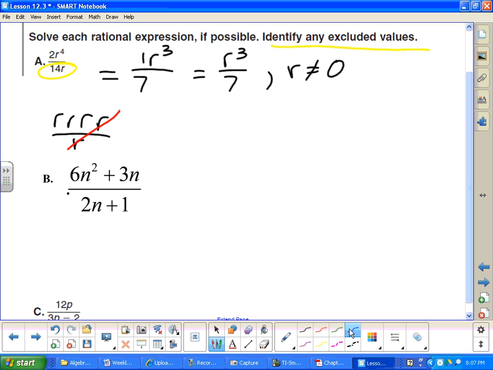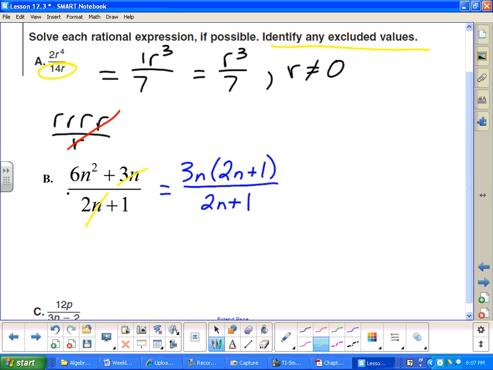And they both have 3n. So we're going to pull out 3n. And that leaves us with 2n plus 1 over 2n plus 1. Now, some of you might want to go back to this original and just say, oh, well, I can factor that n and that n out there. And you can't do that.